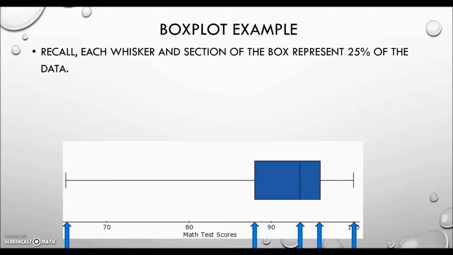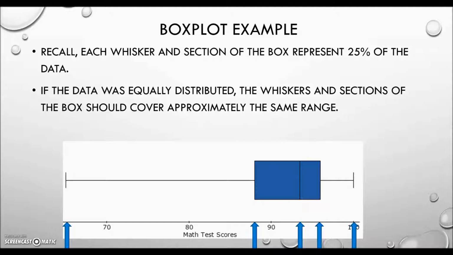Recall, each whisker and section of the box represents 25% of the data. If the data was equally distributed, the whiskers and sections of the box should cover approximately the same range. And as you see here, that is not the case. The left whisker is substantially longer. This 25% range is much larger than any of the other 25%. We'll take a look in the next video on how to deal with this kind of situation.